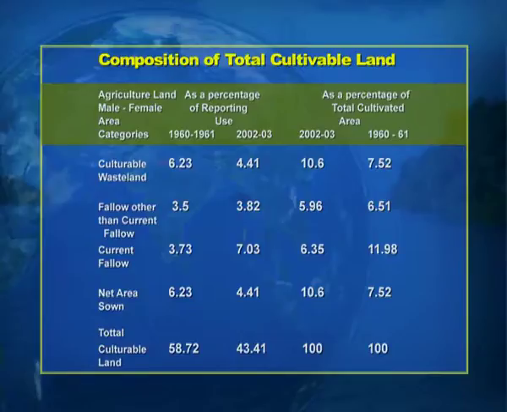Under the cultivable wasteland, you see that there is a downward trend in the percentage of area, which is a good sign for a country like India, where we have a shortage of land for agriculture. So, this trend shows how with the passage of time our land use changes, and the uses of the land change according to the requirement.